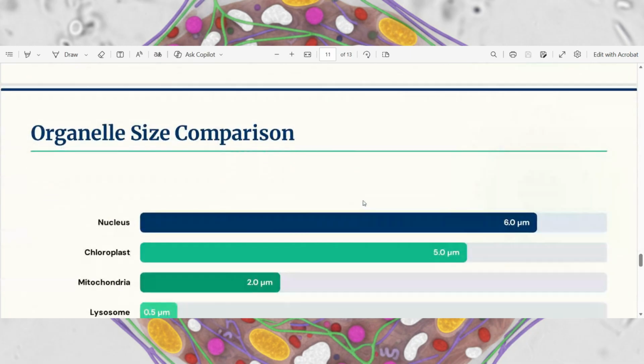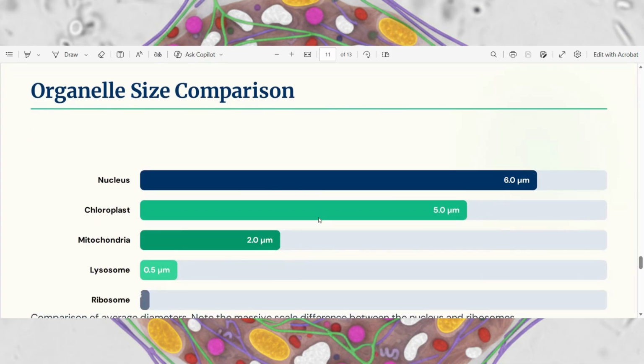All right, let's talk about the organelle size comparison. So the nucleus, as you can see, is about 6. What's interesting about this is that compared to, say, plant cells, the nucleus is pretty sizable.